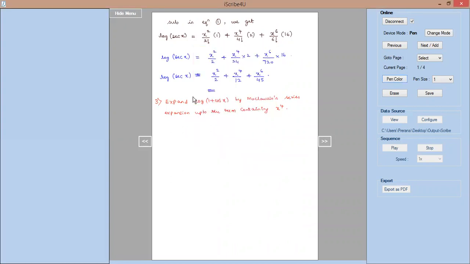Given function y of x is nothing but log of 1 plus cos x. So we'll see the solution. First, we'll write down the formula for Maclaurin series expansion. So Maclaurin's series expansion is given by y of x is equal to y of 0 plus x divided by 1 factorial into y1 of 0 plus x square divided by 2 factorial into y2 of 0, etc. So this is our formula.